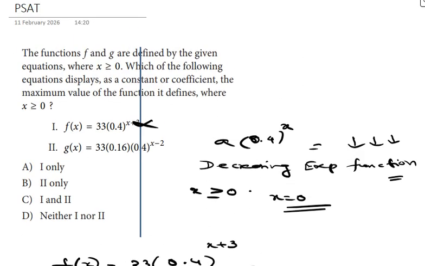So statement 2 works. So statement 1 no, statement 2 yes. So the correct answer for this question will be option B, 2 only. Since 0.4 is less than 1, both functions are decreasing exponential functions. Therefore, their maximum values occur at x equal to 0. After simplifying, only the second function displays its maximum value as its coefficient. Hence, the correct answer is option B, 2 only.